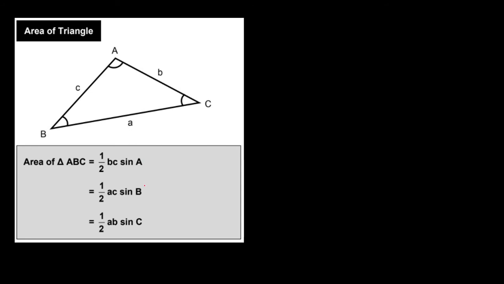So again, which equation should you use depending on the information that you have? If you have angle A, you should pair it with sides b and c. If you have angle B, pair with sides a and c. If you have angle C, then pair with sides a and b.